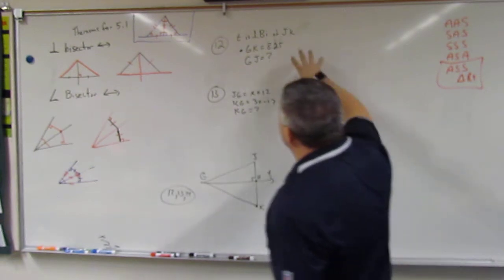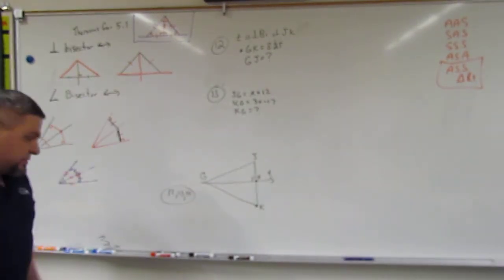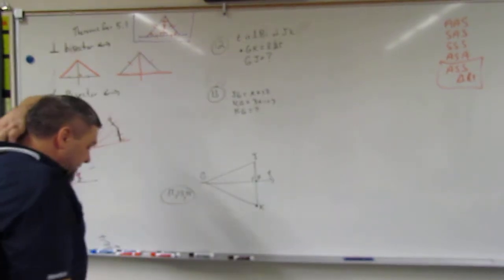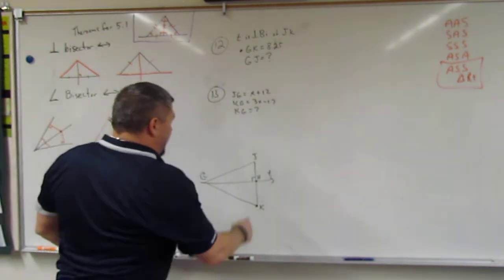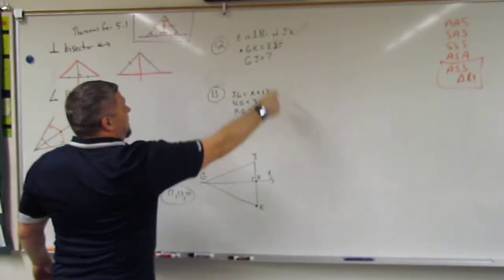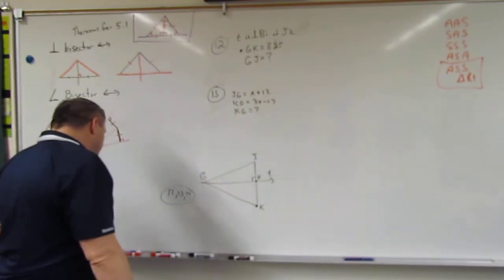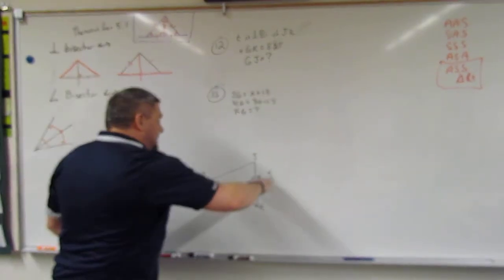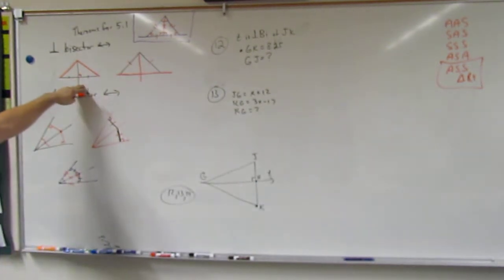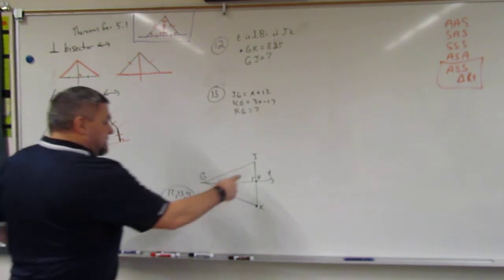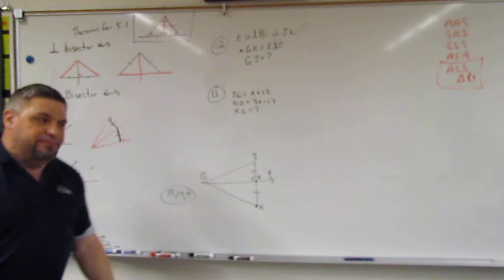Alright, so let's finish 12 and 13 while they're at lunch. Breakfast, whatever. Alright, so 12: T is a perpendicular bisector of JK, which means that it bisects this in half. So that tells me that these have to be congruent. So I know that this is congruent to this.